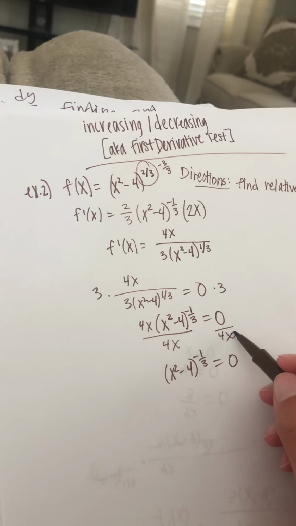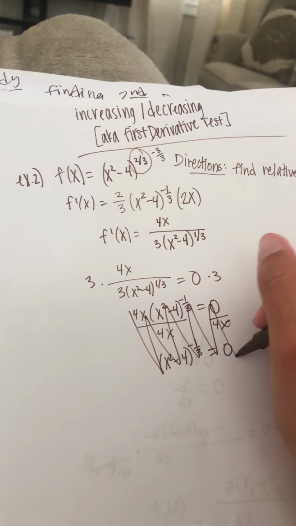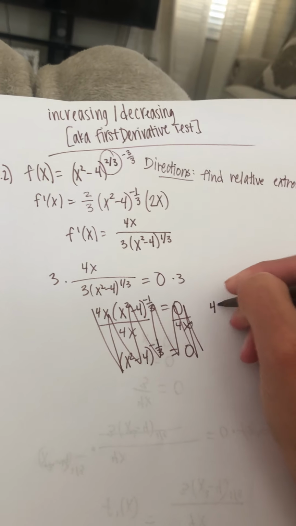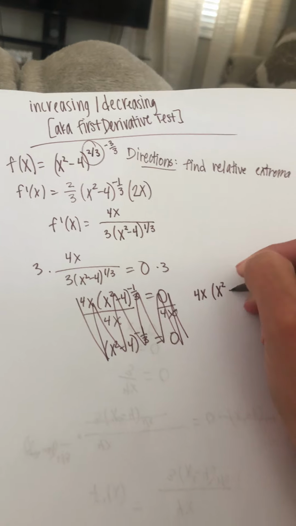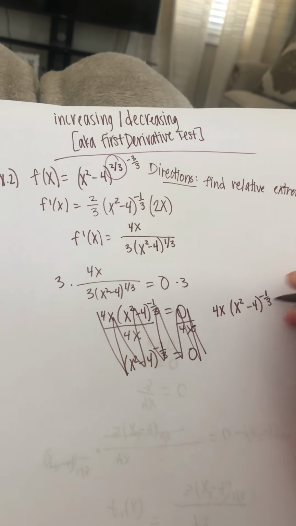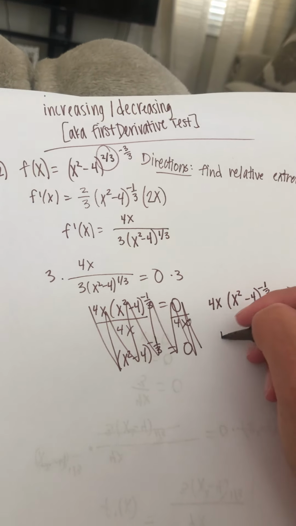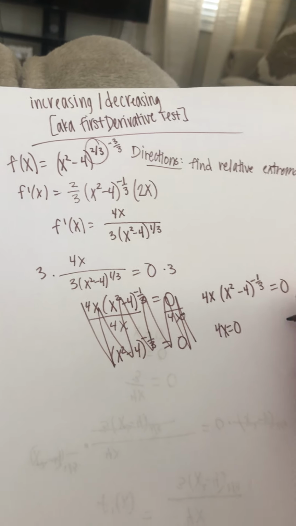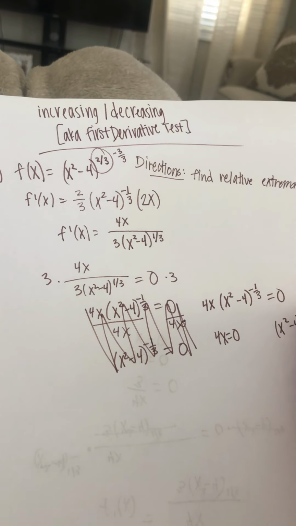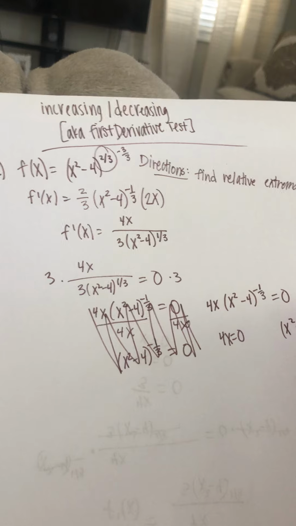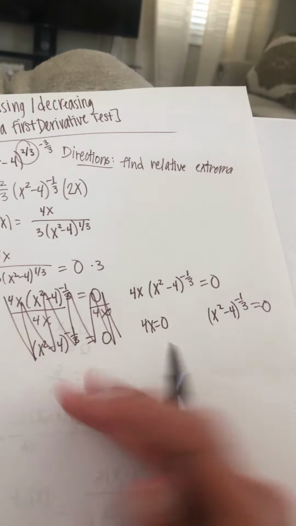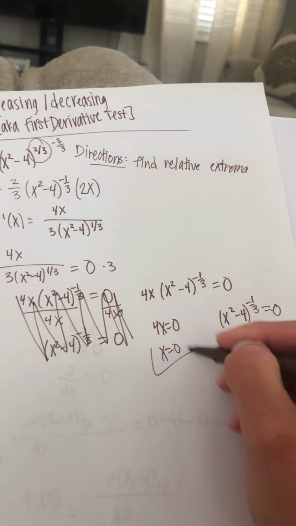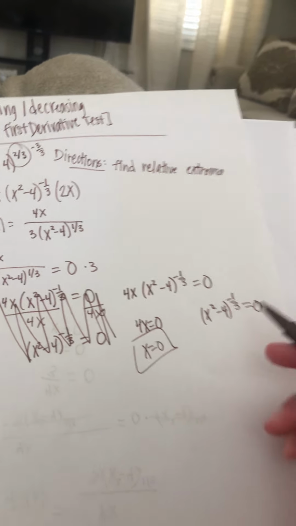And I didn't, not that. I have 4x times x squared minus 4 to the negative 1/3 equals 0. I'm going to separate them. So I'm going to get 4x equals 0, and I'm going to get x squared minus 4 to the negative 1/3 equals 0. Sorry. I get x equals 0, so that is a critical point, a critical number.